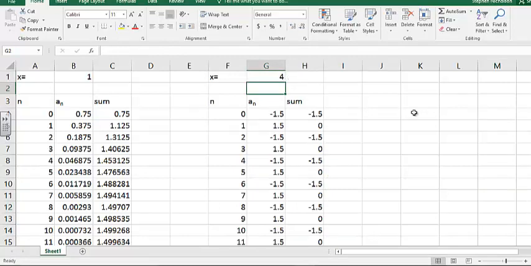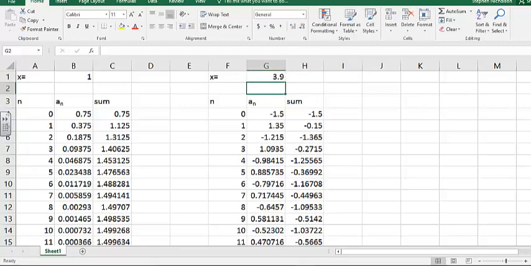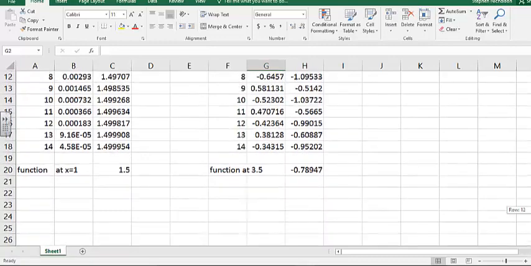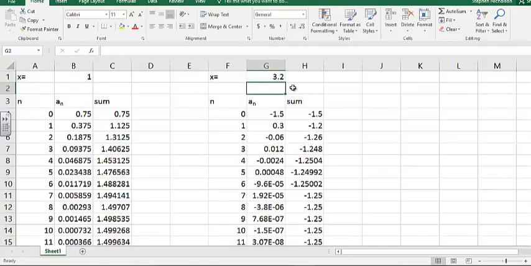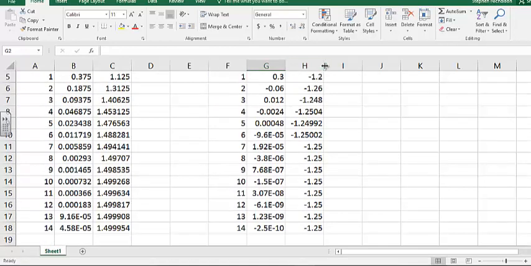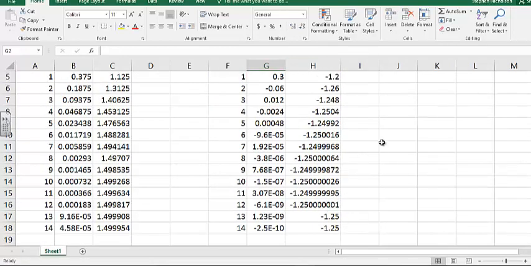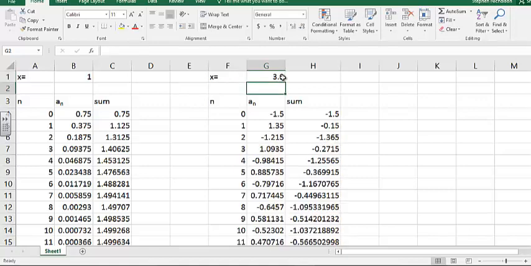what you see, it just bounces back and forth. If I evaluated it at 3.9, it's converging, but not too quickly. It's converging pretty slowly. So the closer I get to where I centered this thing, if I go to 3.2, then it converges very quickly. You can see right there. So the further you get away from the center point, the more slowly it converges, but it will converge.